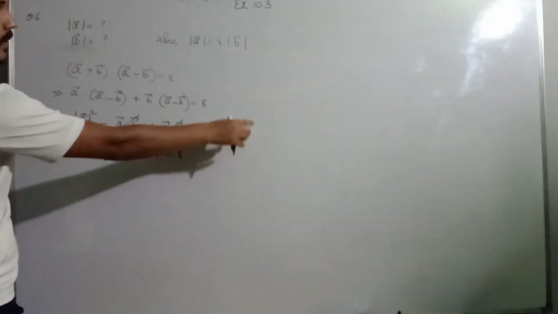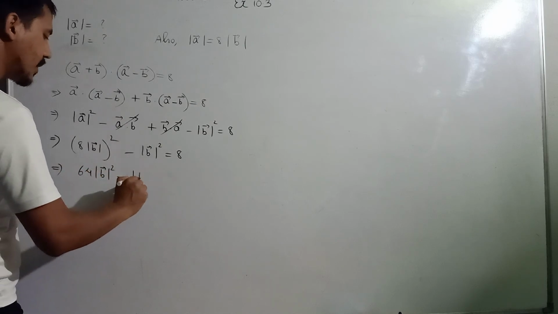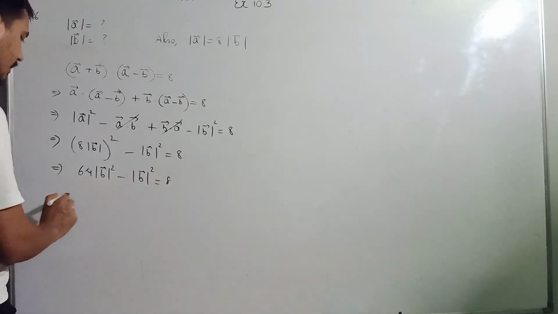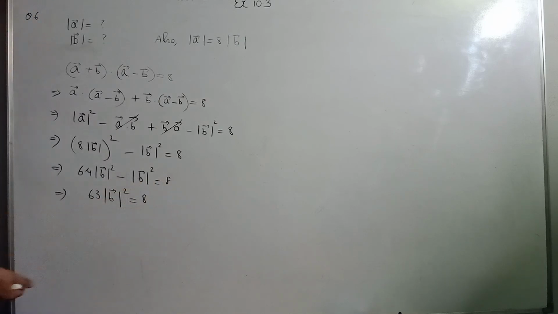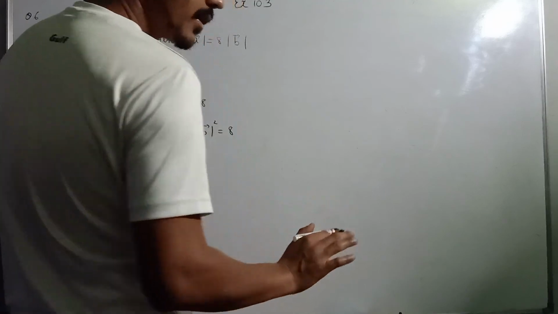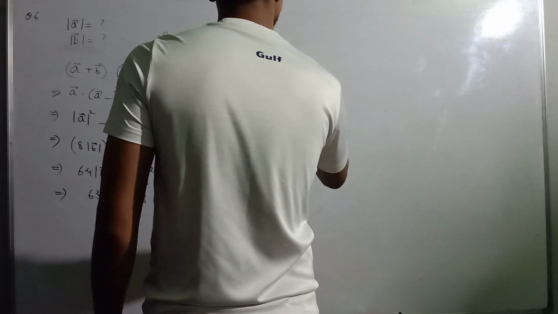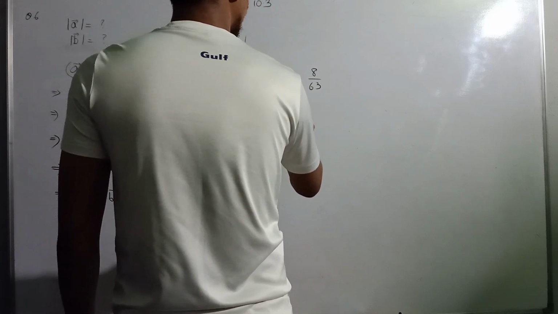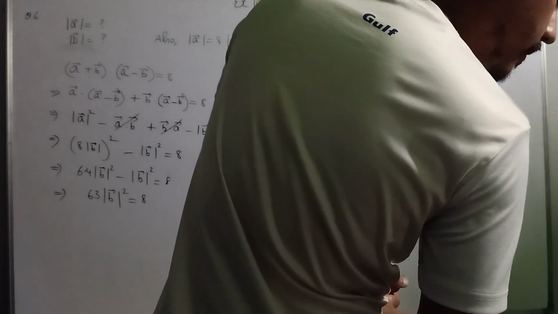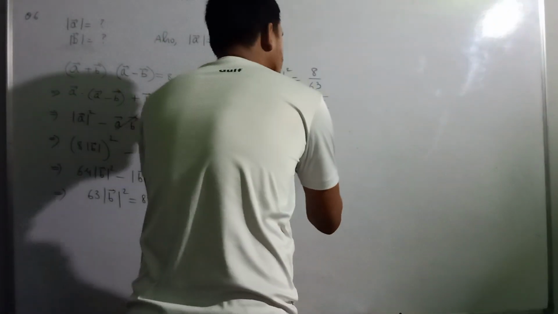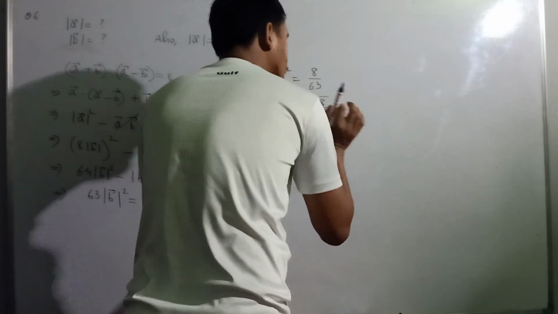Is it correct? This is 8, and this is 8 times B. So 64 magnitude of B square minus magnitude of B square is 8. How much will that be? 63 magnitude of B square is equal to 8. What result is this? I hope you are saying the question correctly, okay? So magnitude of B square will be 8 upon 63. So magnitude of B will be square root of 8 upon 63. 8 can be written as 2 square root of 2, 63 as 3 square root of 7.